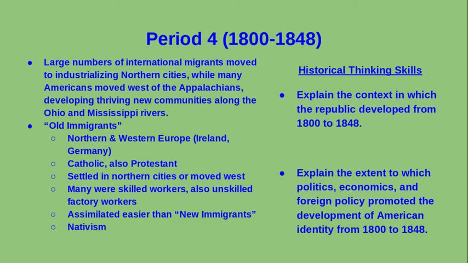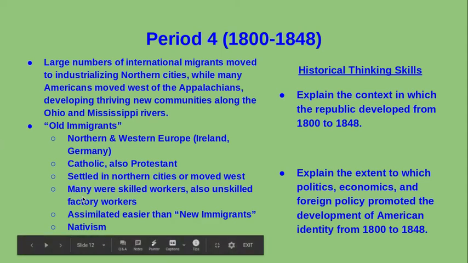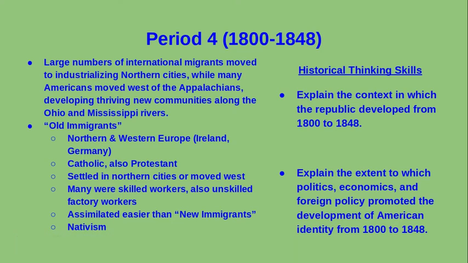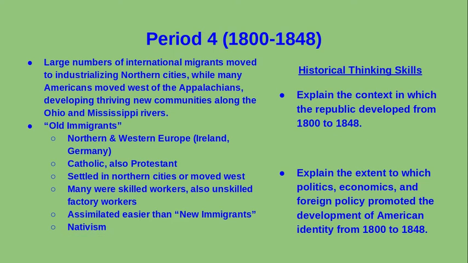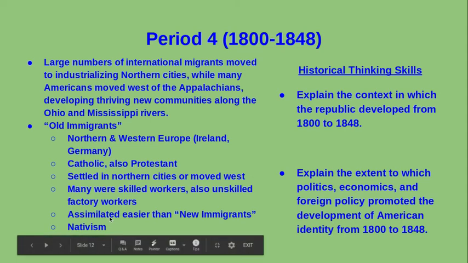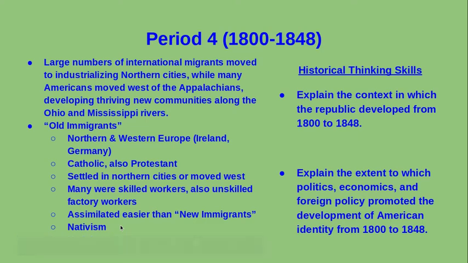In general terms, the old immigrants, the people who came here before the Civil War, had more job skills than the new immigrants, the people who came in the late 1800s, early 1900s. Because their language, their religion, and their job skills were more similar to native-born Americans, they had an easier time assimilating into American culture than the new immigrants. Now, that doesn't mean they don't face nativism. We know that they did.